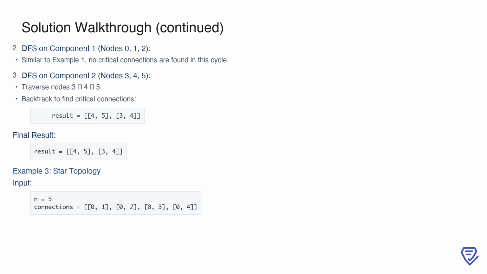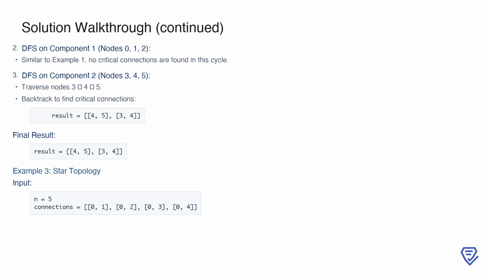disconnect the graph. Moving to the second component, which consists of nodes 3, 4, and 5, we start the DFS at node 3 and traverse to node 4, then to node 5. During backtracking, we find that the edges (4, 5) and (3, 4) are critical connections, as removing either of these edges would disconnect the graph. After completing the traversal of both components, the final result for this example is (4, 5), (3, 4).